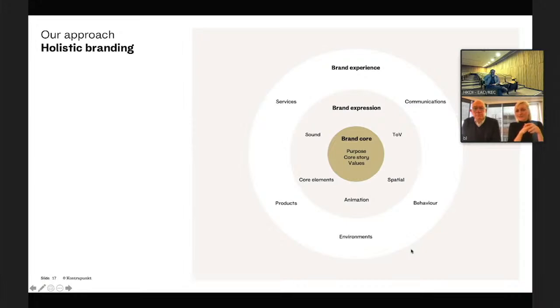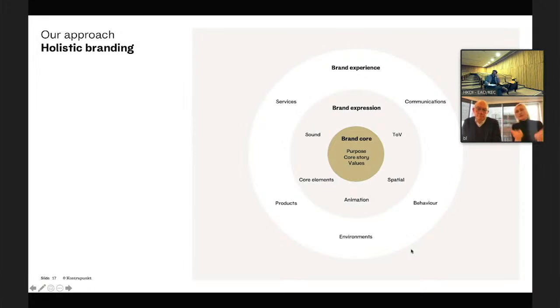So moving into the next layer of the model here is the brand expression. And this is where it gets really interesting in terms of the design, because this is where we want to create the toolbox to express the brand. So we know what the strategy is, we know where we're heading because we have defined that in the brand core. Now we need to see, okay, but how does that represent itself in a logo or in a color or in the way we speak, in the tone of voice?